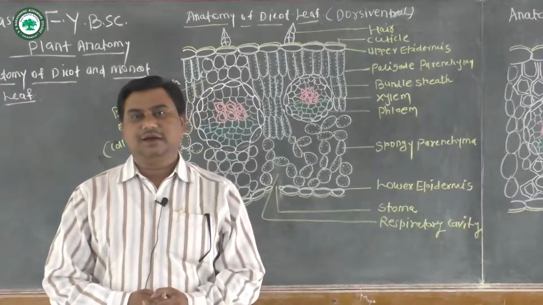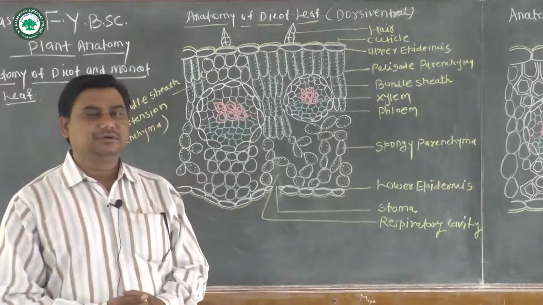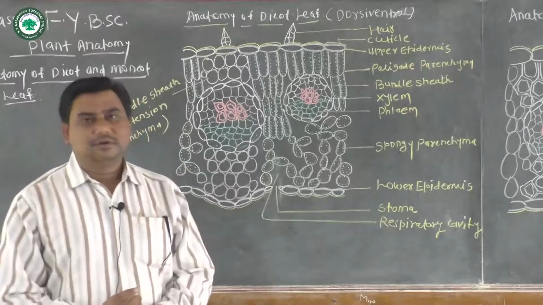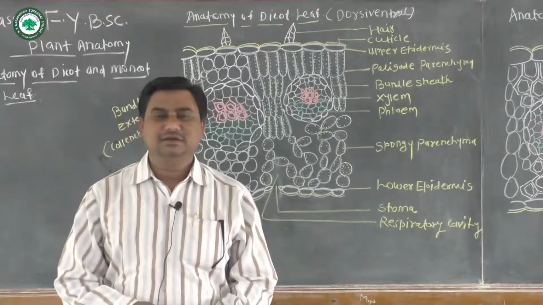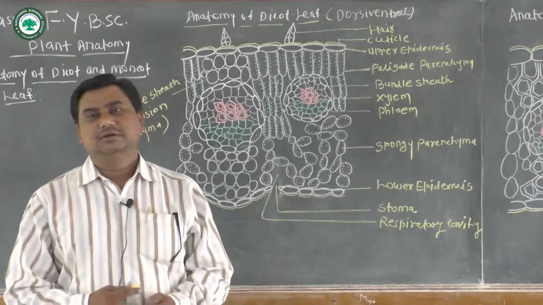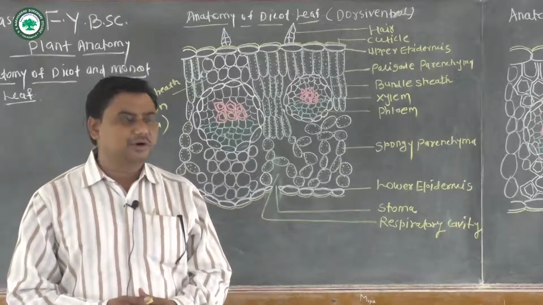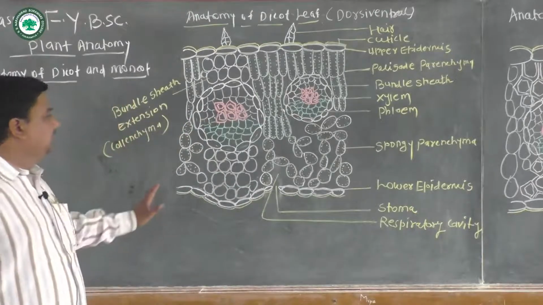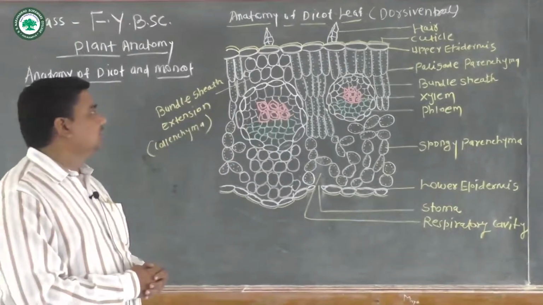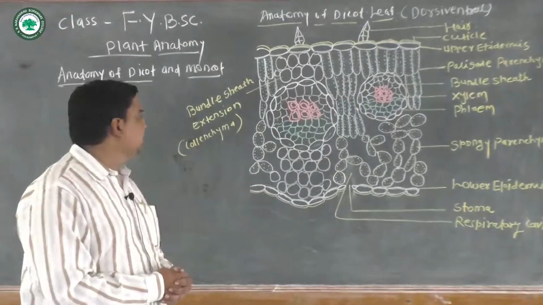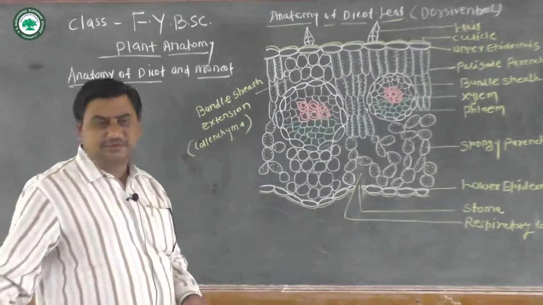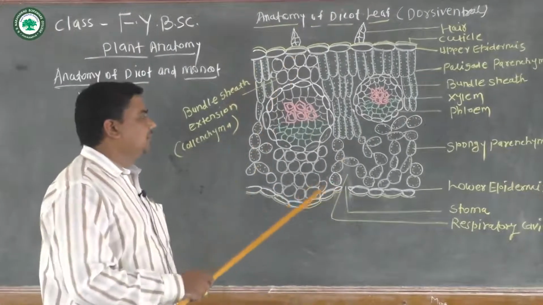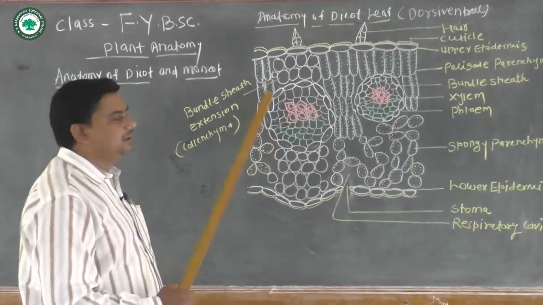Here today we are going to see the particular F5 BSc class plant anatomy, especially anatomy of the dicotyledons and monocotyledons leaf. Here there are two figures on the boards. One is of the dicotyledon leaf and another one is of the monocotyledon leaf. So first of all we are going to see the dicotyledon leaf.